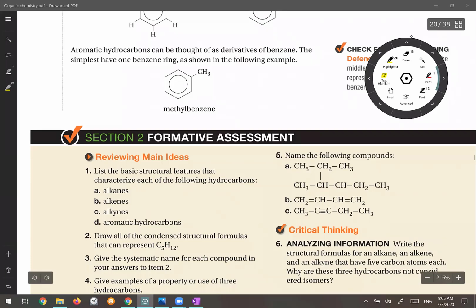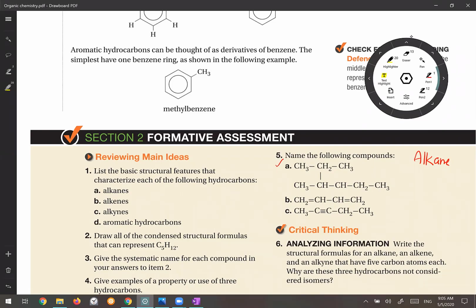Okay, question number 5 says name the following compounds. Three compounds are given to you, A, B, and C. Which one of them is alkane? A. The A is alkane. So the alkane was hydrocarbons, which you have only single bond between the carbon. And only in the A, you have only single bond.